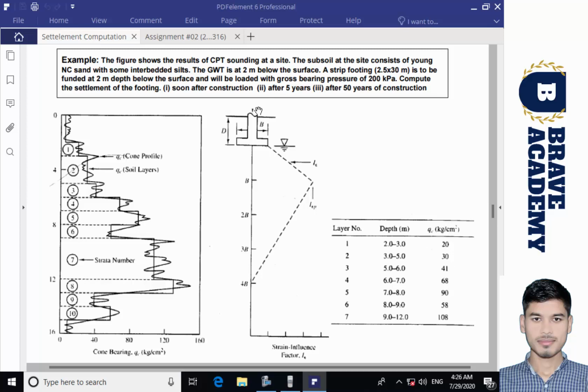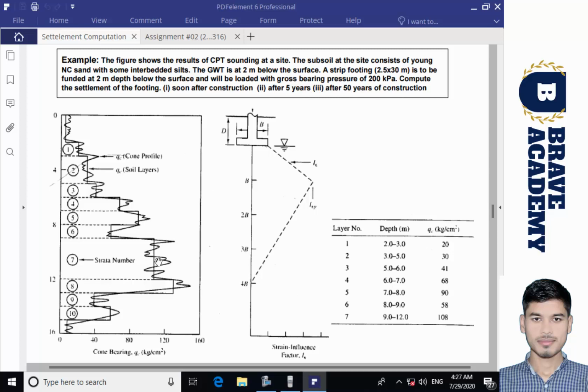By solving this example problem, there will be no problem for you to solve any other problem by the Schmertmann method. The figure shows the results of CPT sounding at a site. The subsoil at the site consists of young normally consolidated sand with some interbedded silts. The groundwater table is at 2 meters below the surface. A stiff footing 2.5 by 30 meters is to be founded at 2 meter depth below the surface and will be loaded with gross bearing pressure 200 kPa. Compute the settlement of the footing soon after the construction, after 5 years, and after 50 years of construction.